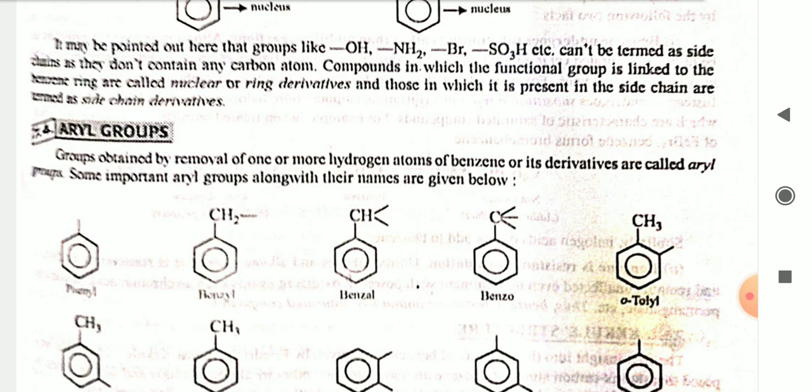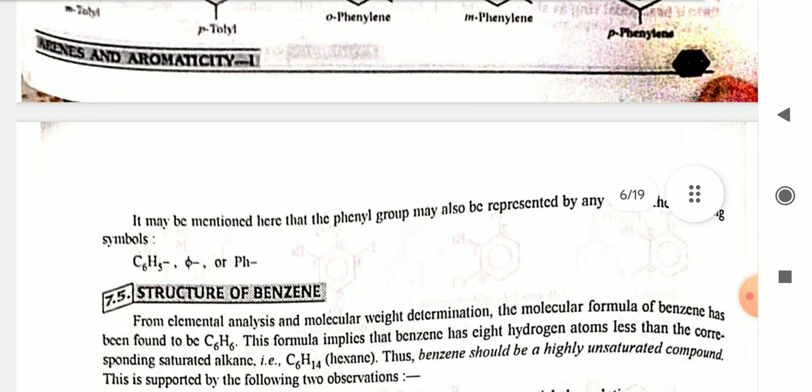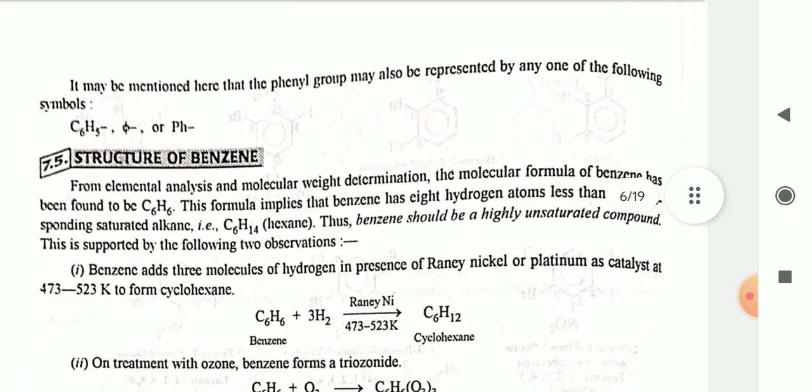The same compound with the removal of three hydrogens is called benzo. And with toluene, if one hydrogen is removed from the ortho position, it is called o-tolyl. In the same way, new aryl groups will be formed. It may be mentioned here that the phenyl group may also be represented by any one of the following symbols: C6H5, Ph, or phenyl dash.